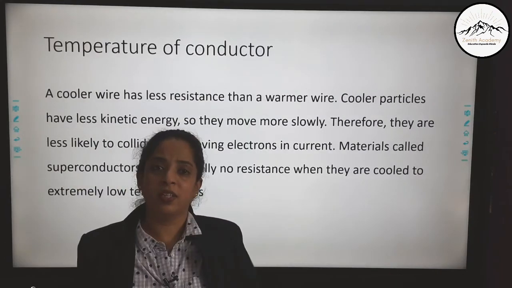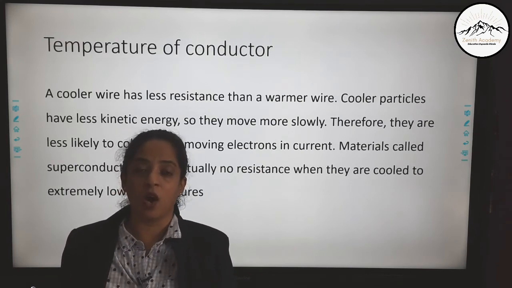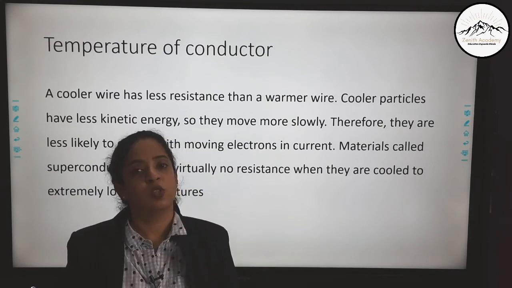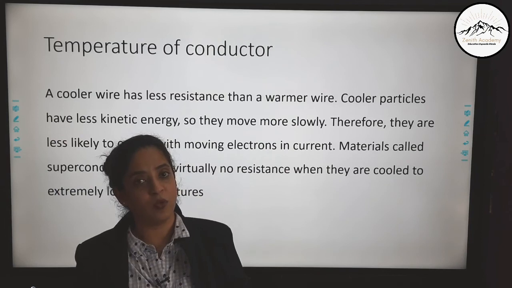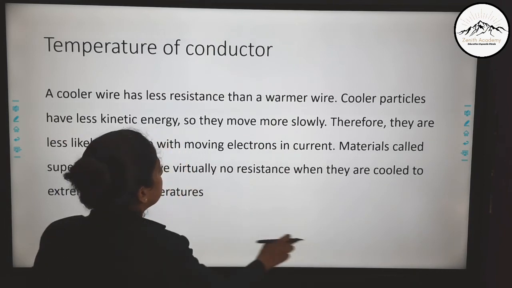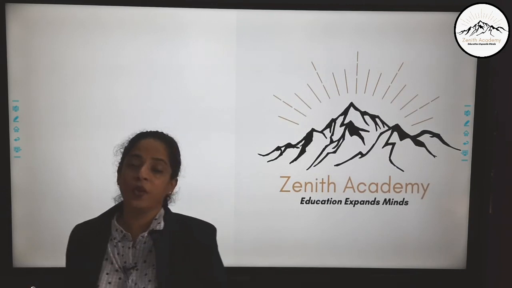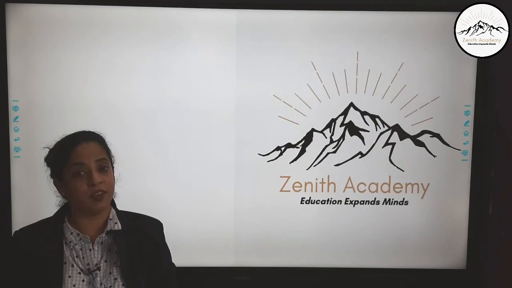There are many numericals also asked on this section, such as what happens if you double the area, or if you double the length by stretching. We'll be discussing all the numericals of this chapter later on in another video. Right now this was all about the concept of resistance: what is resistance, why it is offered, and what are the factors that affect resistance.